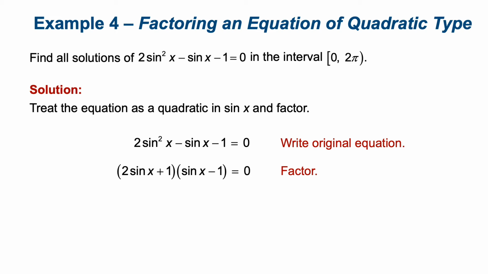So what does that mean? Consider, instead of usually having x or t or u or whatever, that sine of x is like our new x. It's kind of like that. If it helps you to rewrite it, you could even write 2u squared minus u minus 1, factor it, and then replace it back at the end. Some people do that. I don't, to me it's the same, but it's up to you.